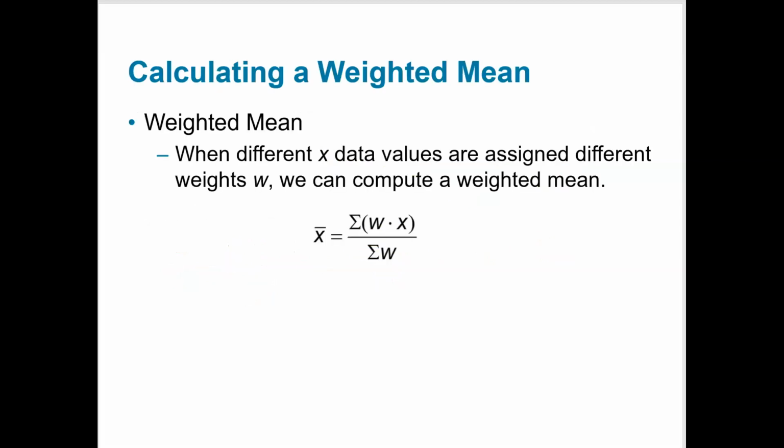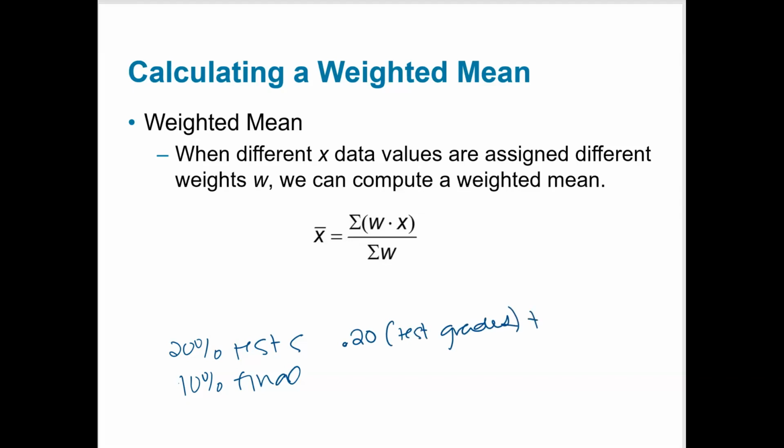So when you calculate a weighted mean, this is something you'll probably do in your classes. So if you know that it's 20% for tests and 10% for the final, you might do 0.2 times your test grades plus 0.10 times your final, and so on. And that's how you can calculate your weighted mean.